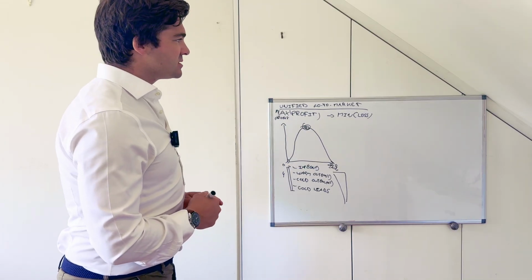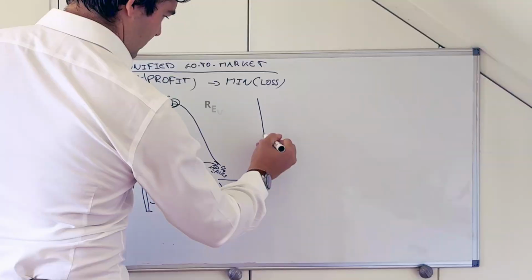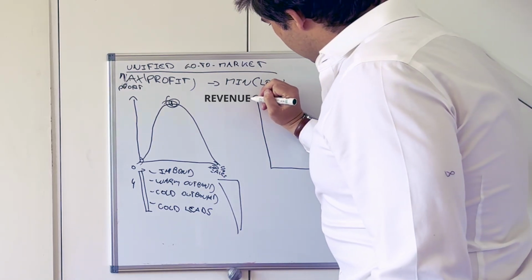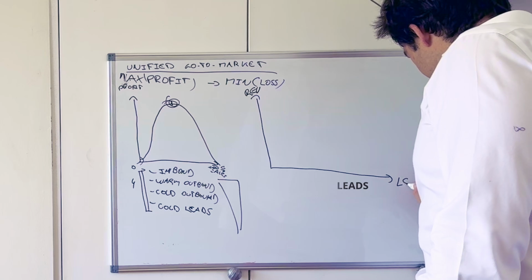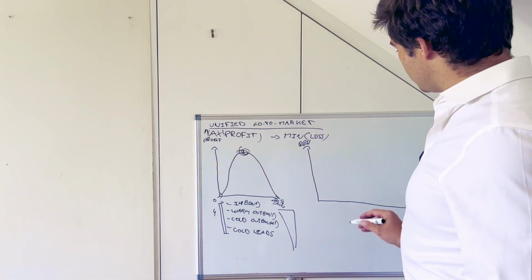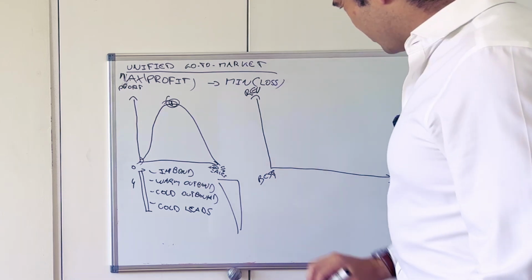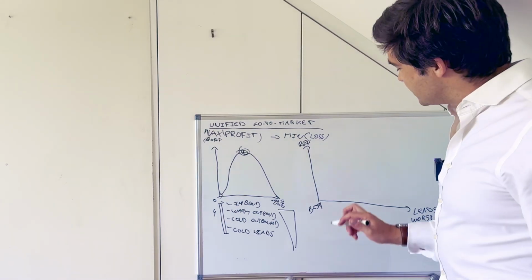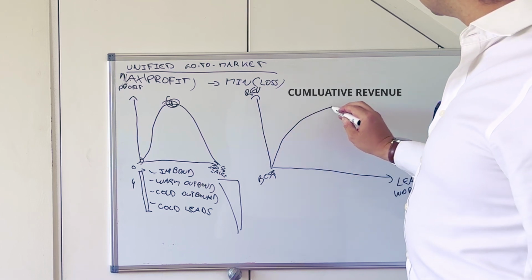Well, there is another chart that is very important, which is this one. We're going to have revenue here, and we are going to have leads here. So what you're going to do is sort the leads from best to worst and put them in this chart. What you're going to observe is that your cumulative revenue is going to look like this.